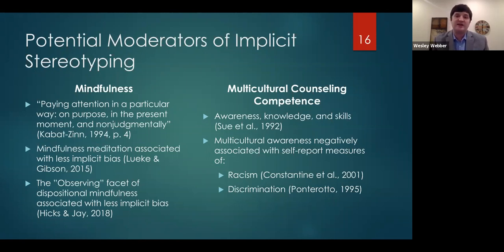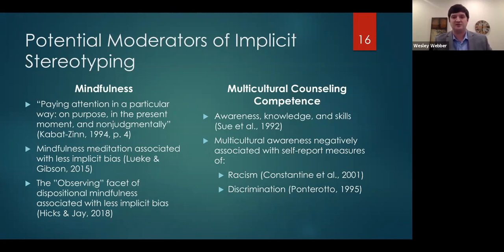So mindfulness meditation has been associated with less implicit bias. Also, a certain aspect of mindfulness, dispositional mindfulness as measured through self-report, has been associated with less implicit bias as well. So another construct, especially relevant when we think about a sample of counselors in training or graduate students in mental health fields more broadly with this topic of stereotyping, is multicultural counseling competence.